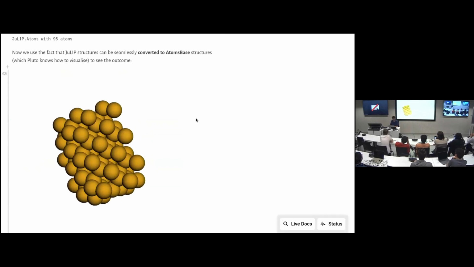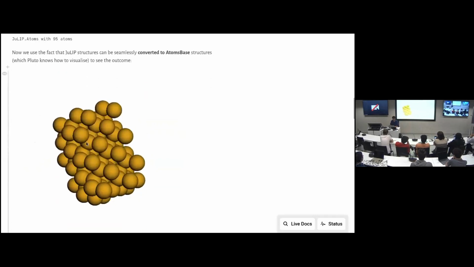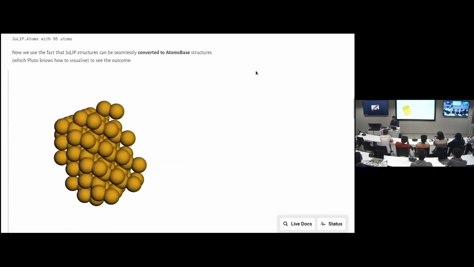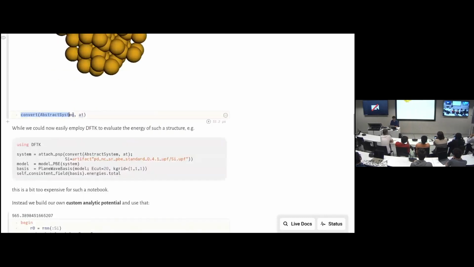And very recently, what is quite nice, and I'm personally quite happy about, is that these Julep structures that you see here can now be easily converted also to AtomsBase. So all of the benefits, like the visualization you see here, are now also available to this Julep ecosystem. And you see in the end, it's really simple. Here you have the Julep structure, you convert it to an abstract system, and in the back, it does all the unit conversion and all the funny and annoying things for you.